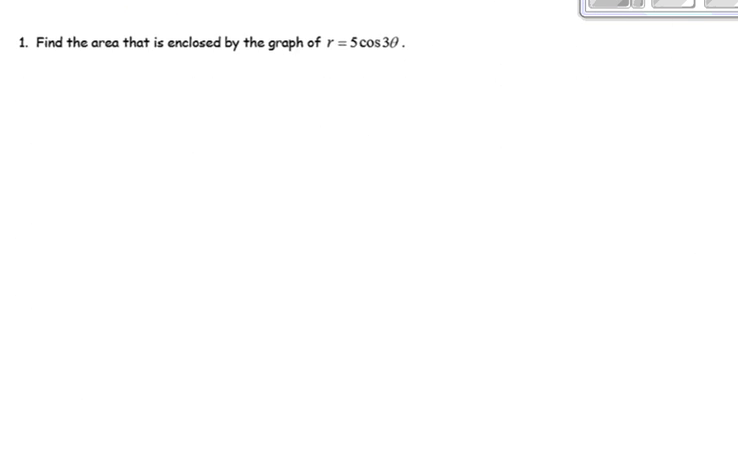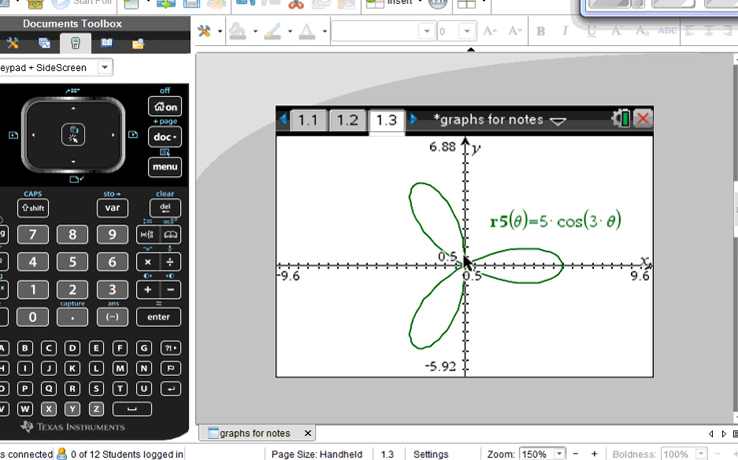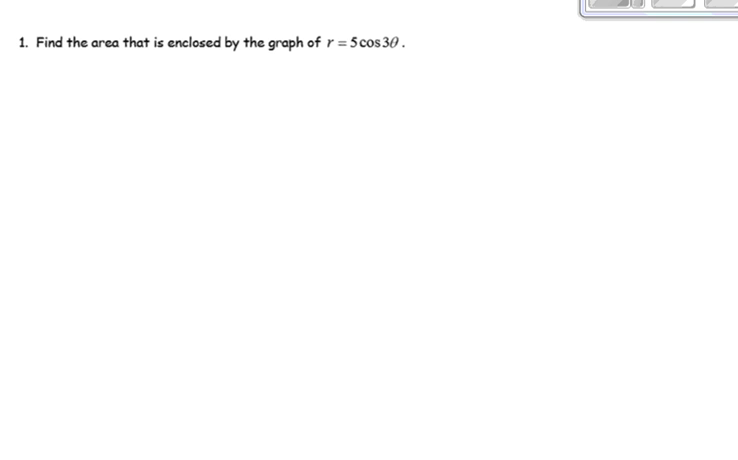All right, so we're going to find the area that is enclosed by the graph of 5 cosine of 3 theta. Now remember, I told you that you don't have to memorize these. You will have a calculator, or the graph will be given to you. I'm just going to show you the graph really quickly so that we know what we're looking at. Here's the graph of 5 cosine of 3 theta. It's the rose with 3 petals. So I'm just going to do a brief sketch of this on the paper. So go ahead and do that on your paper. Brief sketch of this rose with 3 petals.